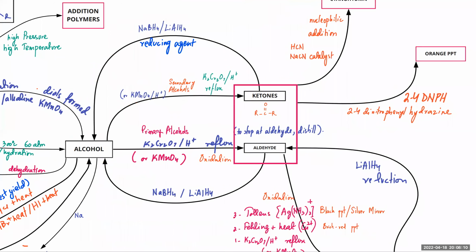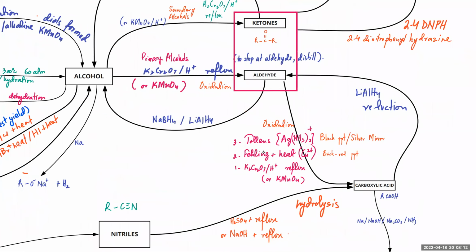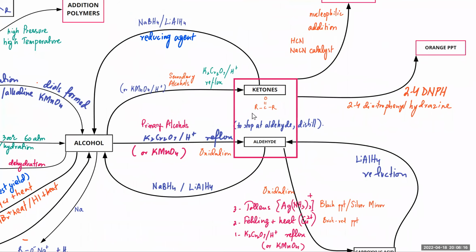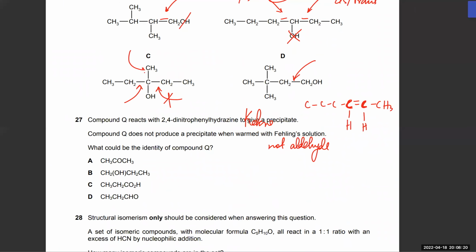Why? Because aldehydes get oxidized with Fehling's. Aldehydes turn into carboxylic acid. So we know it's an aldehyde or a ketone, but it can't be an aldehyde. It then has to be a ketone. So what could be the identity of compound Q? So it's a ketone. So it's going to be A. Is that clear? Yes, sir.